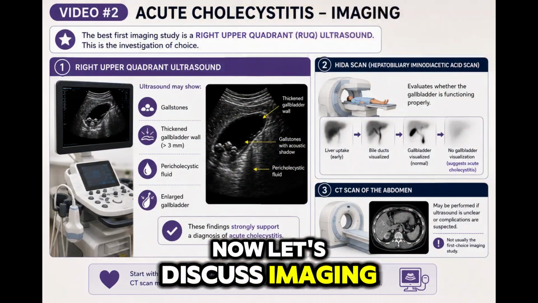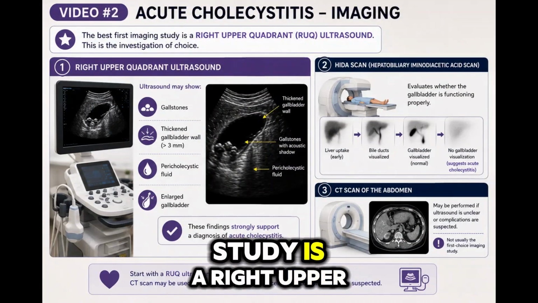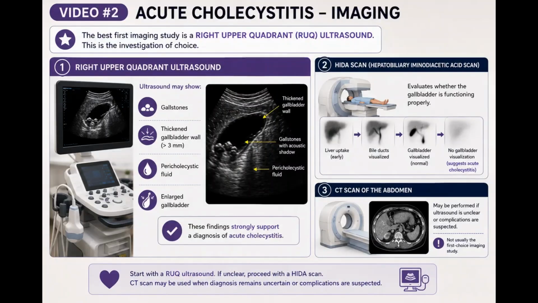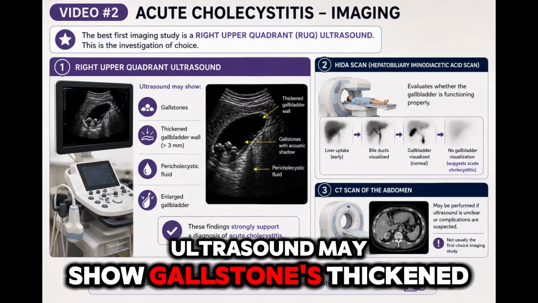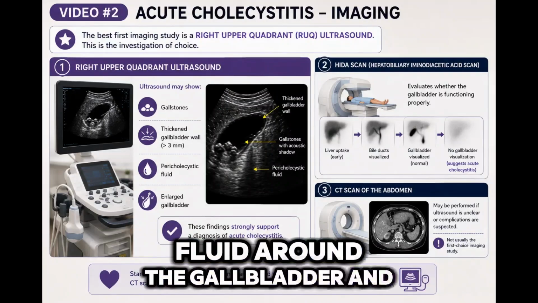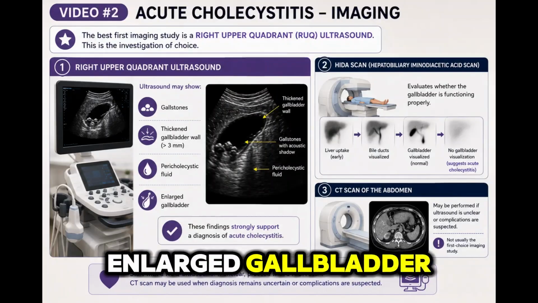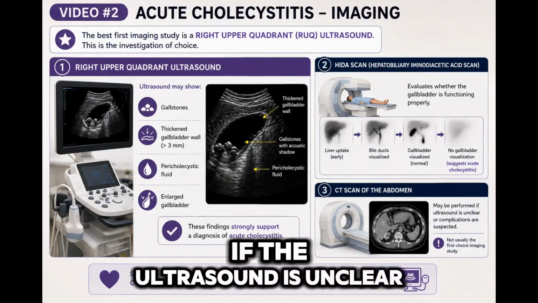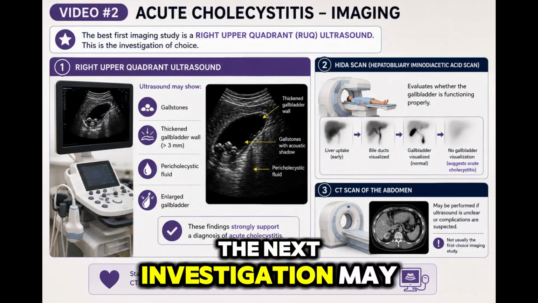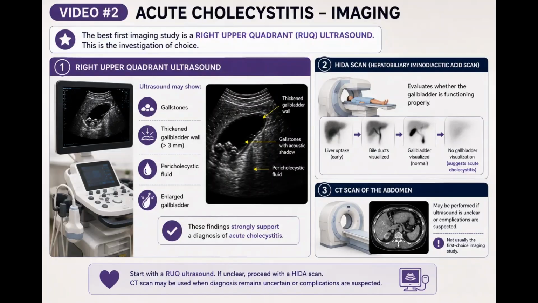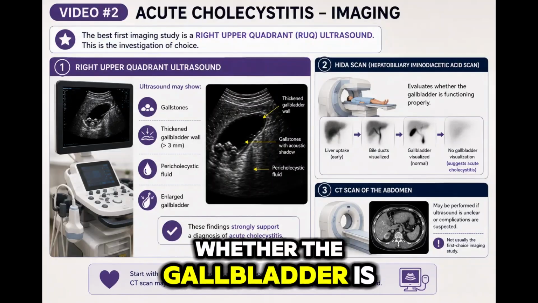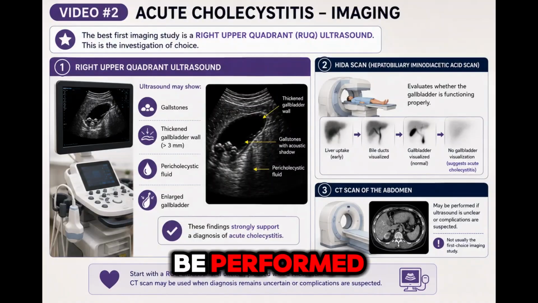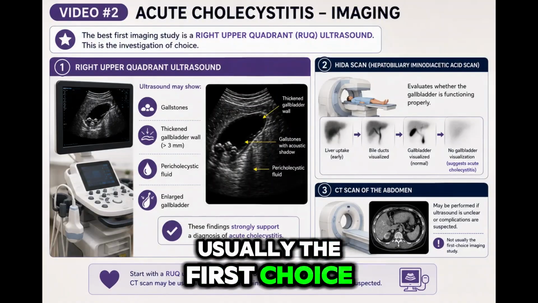Now let's discuss imaging. The best first imaging study is a right upper quadrant ultrasound. This is the investigation of choice. Ultrasound may show gallstones, thickened gallbladder wall, fluid around the gallbladder, an enlarged gallbladder. These findings strongly support acute cholecystitis. If the ultrasound is unclear, the next investigation may be a HIDA scan. A HIDA scan evaluates whether the gallbladder is functioning properly. Sometimes a CT scan of the abdomen may be performed, although it is not usually the first choice.